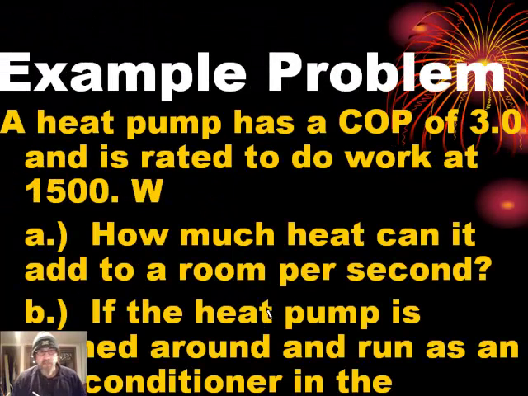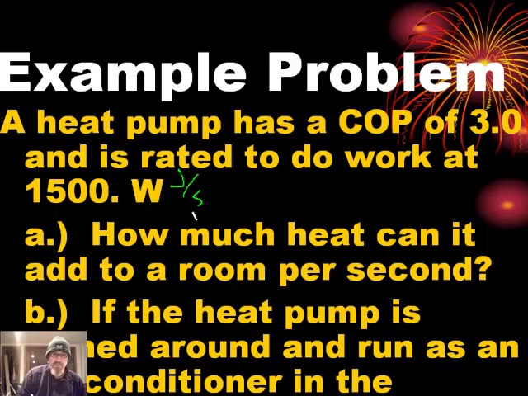So here's an example problem. A heat pump has a coefficient of performance of 3, and it's rated to do work at 1500 watts. Remember, 1500 watts means 1500 joules per second. Here's the question. How much heat can it add to a room? So that'd be QH is what that would be, per second.